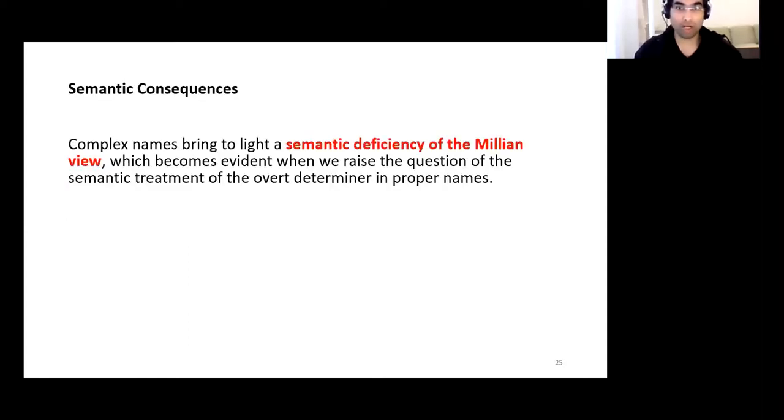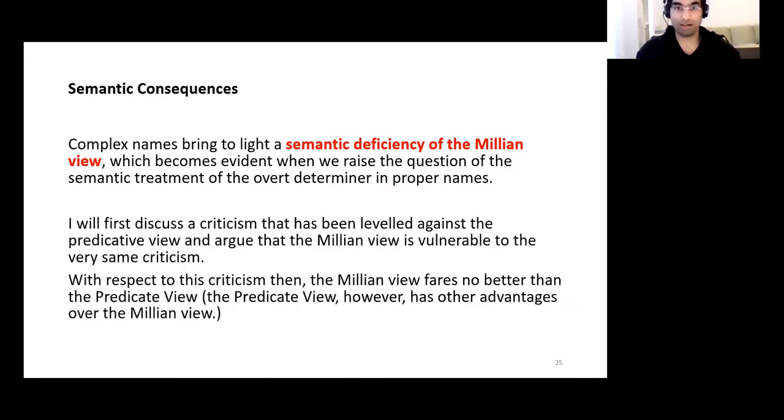I'll argue that complex names bring to light a semantic deficiency of the Millian view, which becomes evident when we raise the question of the semantic treatment of the overt determiner in proper names. So in this section, I'll first discuss a criticism that has been leveled against the predicate view and then argue that the Millian view is vulnerable to the very same criticism. With respect to this criticism, the Millian view fares no better than the predicate view. However, the predicate view has other advantages over the Millian view.